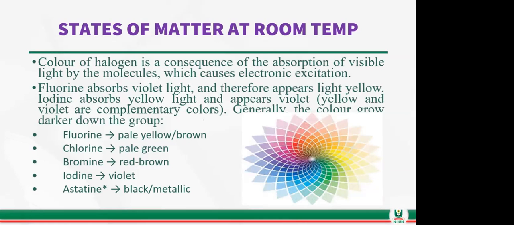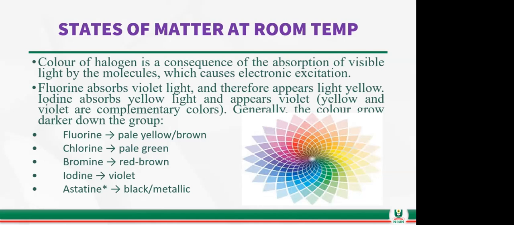But if something is at the excited state and relaxes back by falling to the ground state, that is called emission. So the state of matter at room temperature can give us a lot of understanding of what the colors of these elements are at room temperature. Fluorine absorbs violet light and therefore appears light yellow.